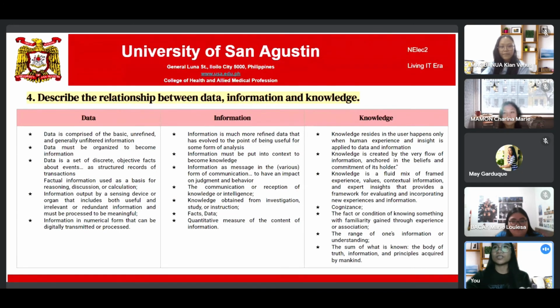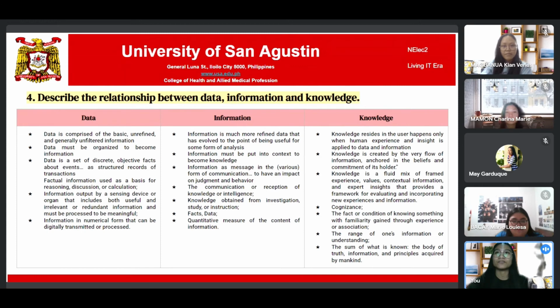For the last question, we have to describe the relationship between data, information, and knowledge. For the data, data is comprised of the basic, unrefined, and generally unfiltered information. Data must be organized to become information.